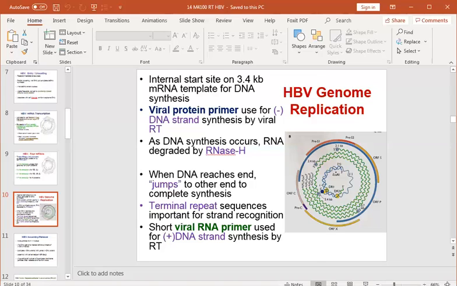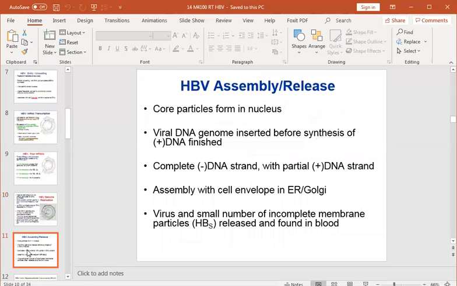Remember that for negative DNA strand synthesis, we had a viral protein that served as primer. However, for the positive DNA strand synthesis, we need a viral RNA primer. So for the negative DNA strand, viral protein primer. For the positive strand, viral RNA primer. Moving to slide number 11.